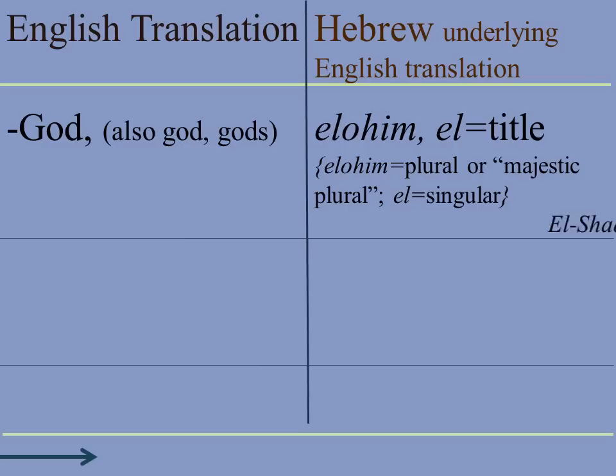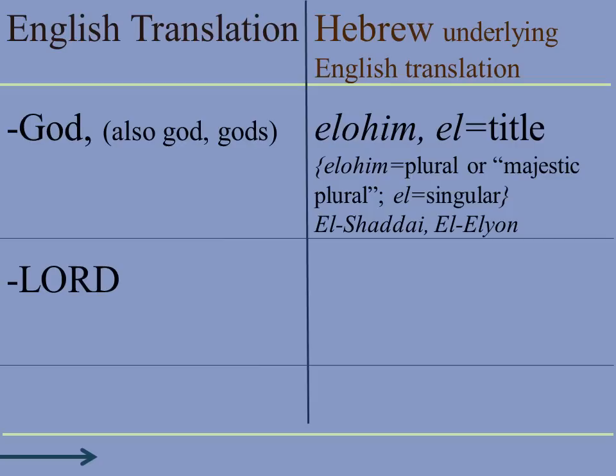You're probably quite familiar with the compound titles that utilize El, such as El Shaddai, El Elyon, El Ro'eh. These are descriptions of our deity. Who is he? He is El Shaddai. He is God Almighty. He is El Elyon. They are descriptions of our God.